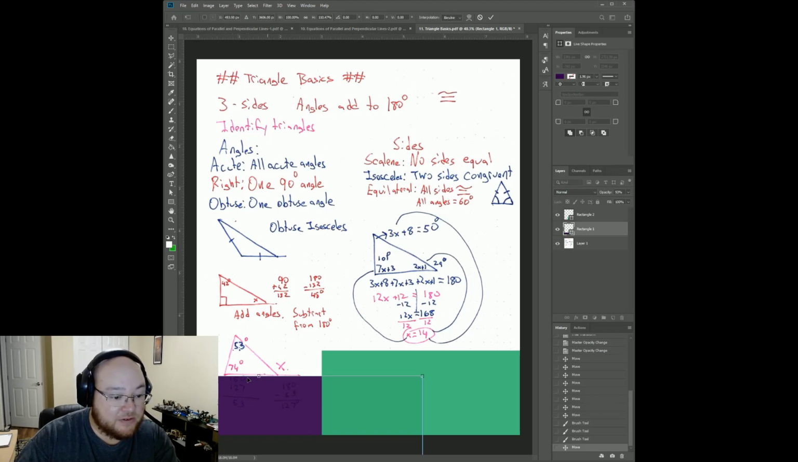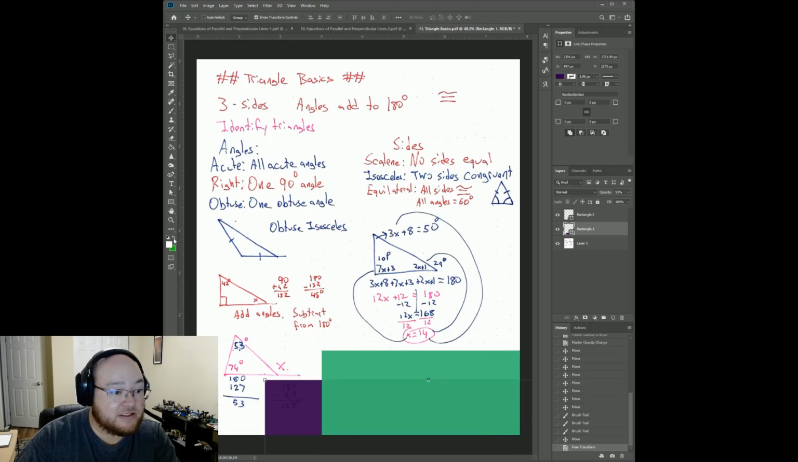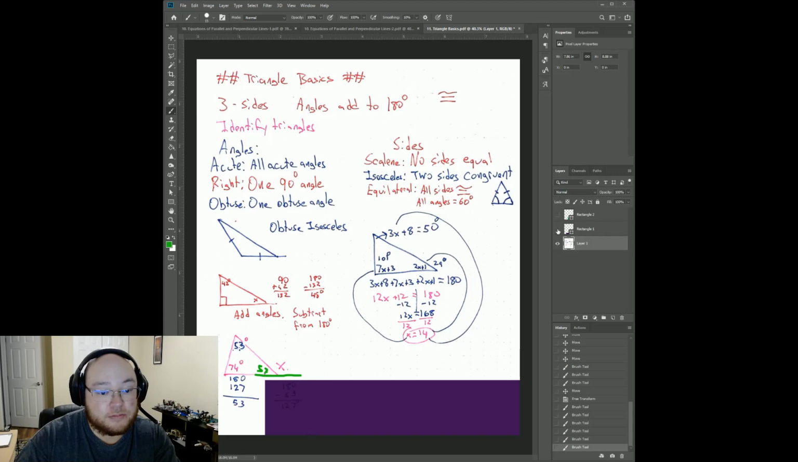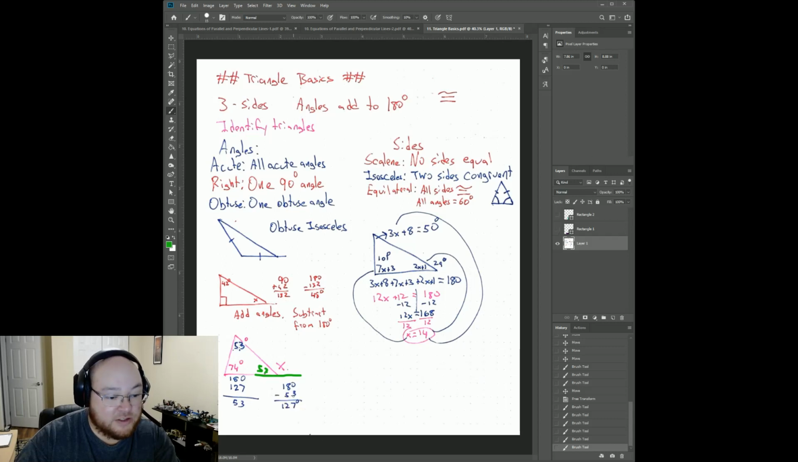53 plus 74 is 127. Subtracting it from 180, right? And that gave us the 53 that I had there earlier. That's how good my writing skills are. 53. But now we know this is a straight line, so to find this angle, we have to do 180 minus 53 to get this one. You get 127.